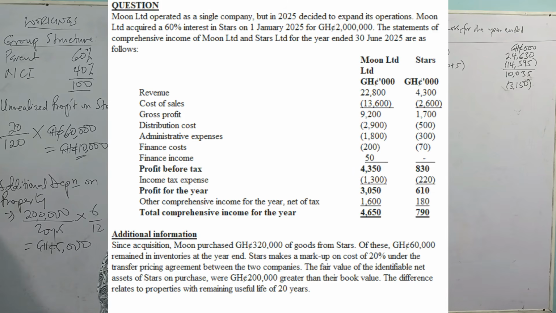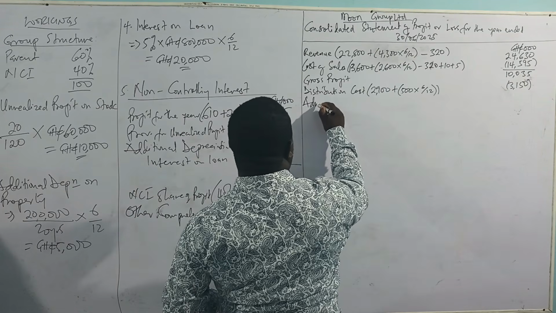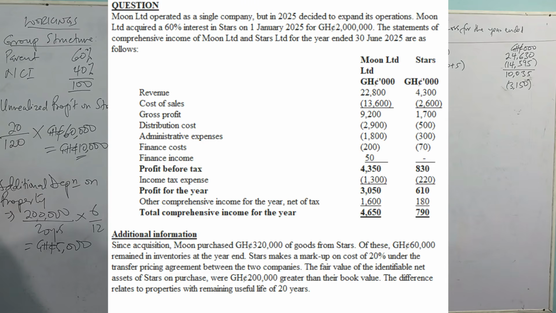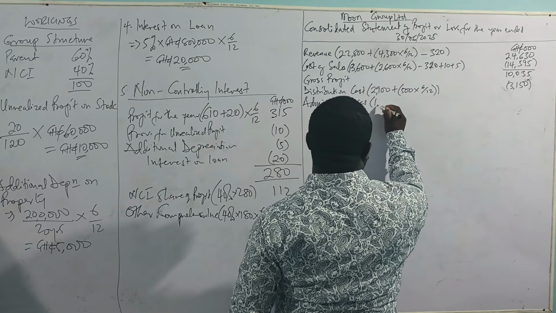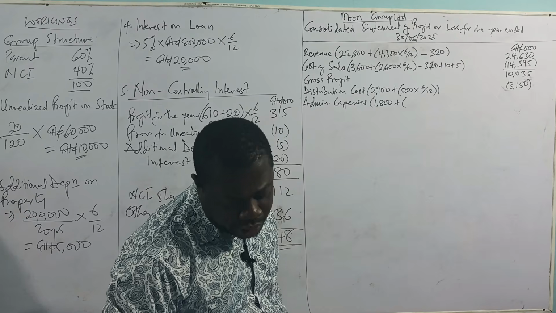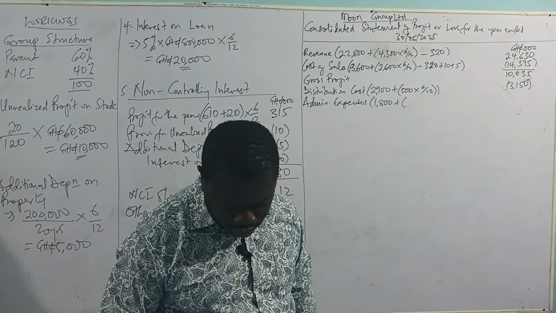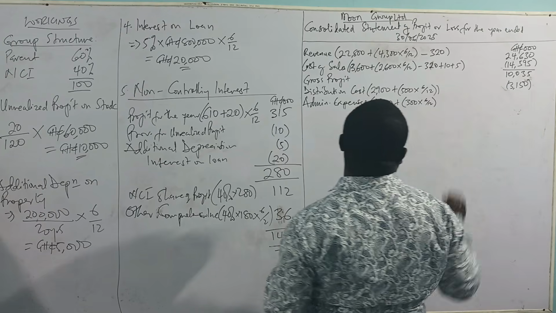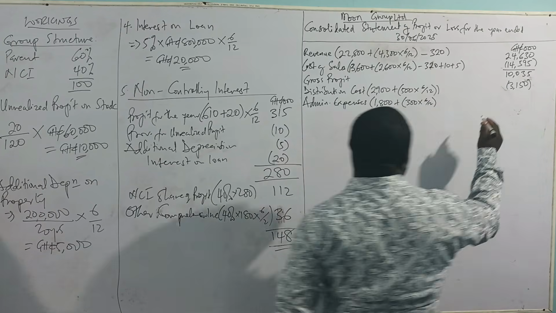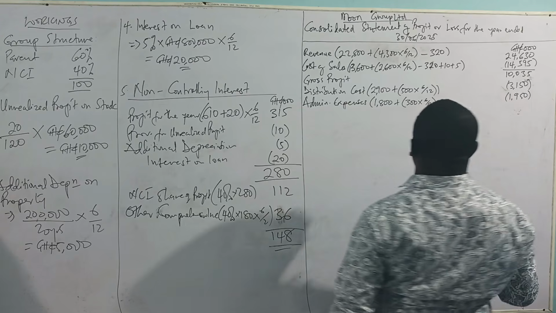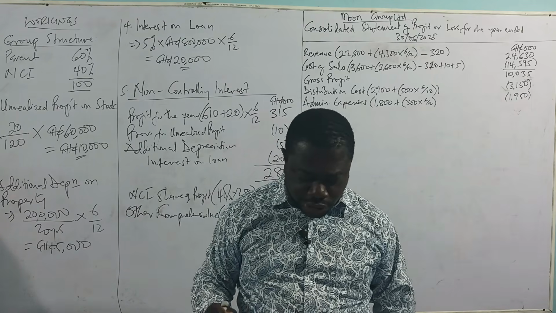Administrative expenses too, we do the same for that. That of the parent is giving us 1,800, plus a time apportionment of that of the subsidiary, which was 300, so 300 times 6/12. And that gives us 1,950, also in brackets. Then we continue.